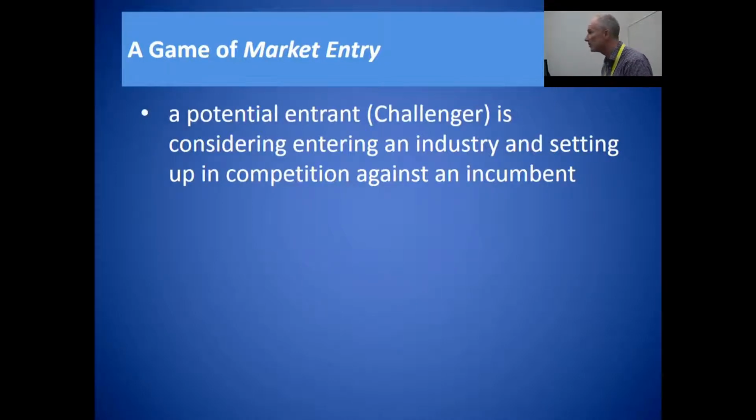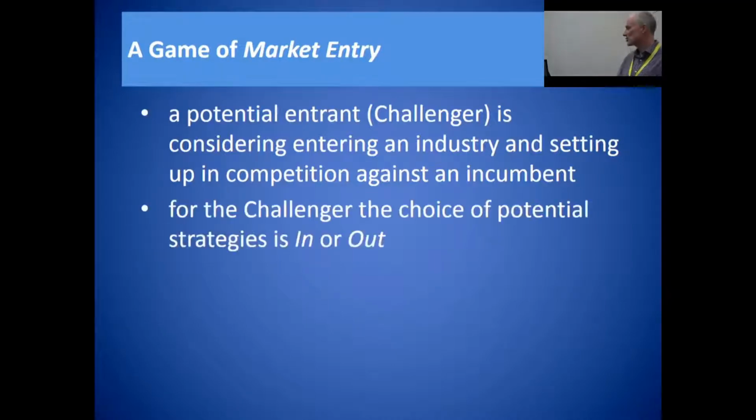We have an incumbent firm that's already producing within the market, and the potential challenger is thinking about setting itself up in competition against the incumbent. So those then are the two players. An incumbent firm already producing within the market, and our challenger or potential entrant who is thinking about entering the market and producing in competition against the incumbent. So those are the players.